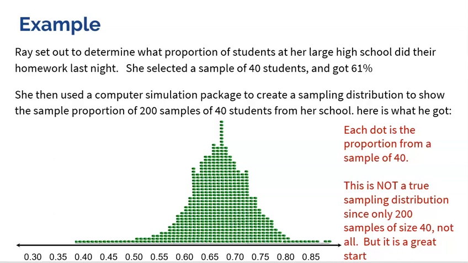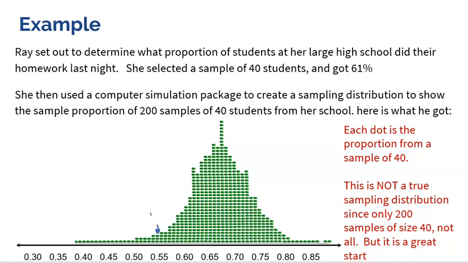Okay, so she sampled 40 kids and 61% did their homework. But she wanted to think about what all other possible samples could look like. I mean, she only did one sample. There's thousands of other samples out there of 40 students. So she had a computer simulation package create a sampling distribution to show the sample proportion of 200 samples of 40 students. So every single one of these dots represents a p-hat.